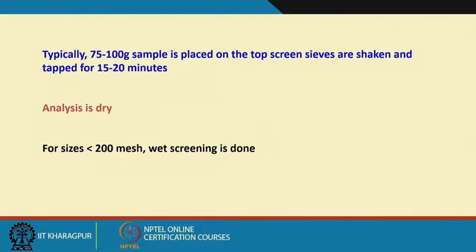So, typically we take 75 to 100 grams of sample, and it is placed on the top sieve. I have already explained how I select the top sieve and the bottom sieve. They are shaken and tapped to dislodge any agglomerate, and shaken means you want to try to fluidize the particle bed to have more degree of freedom for the particles to move.